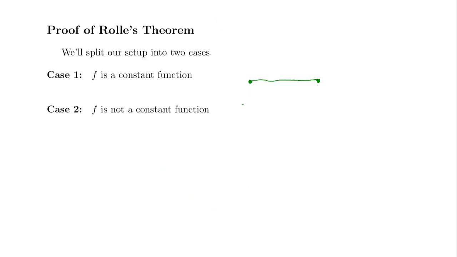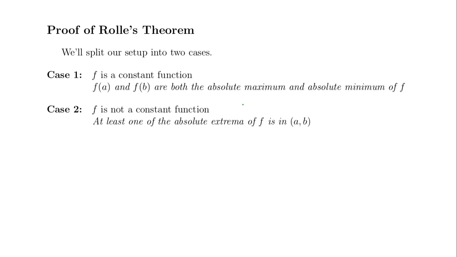So what we're going to do is, instead of saying that this is a constant function in our first case, we're going to say, what if the ending points are both the absolute max and the absolute min? And then in case 2, we'll say, well, we know that there has to be both of the absolute extrema here, max and min. What if at least one of them is not the ending point? So one of them is actually in the open interval.